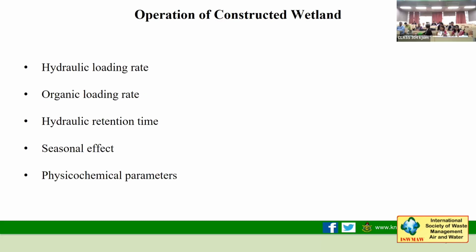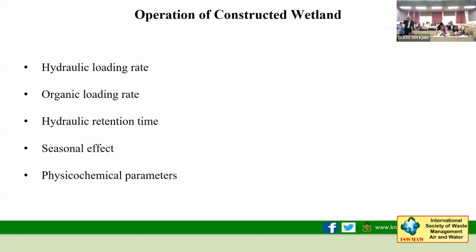For the operation, the parameters of concern are hydraulic loading rate, organic loading rate, hydraulic retention time, seasonal effect, and physicochemical parameters. Now, these parameters have effect on the removal efficiency of constructed wetland when you consider pharmaceuticals. And there can be a model concerning these to get predictions for the removal efficiency.